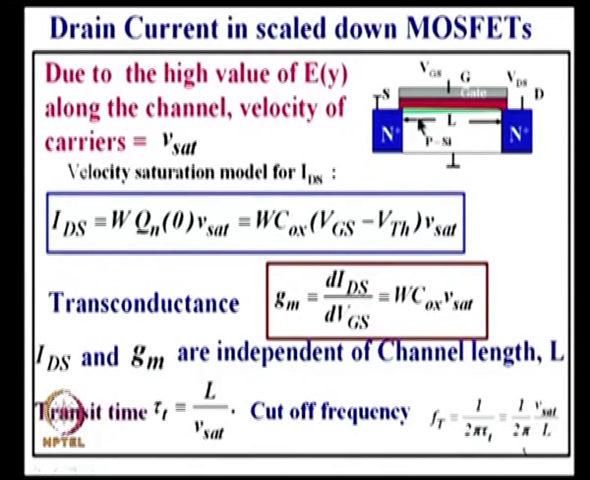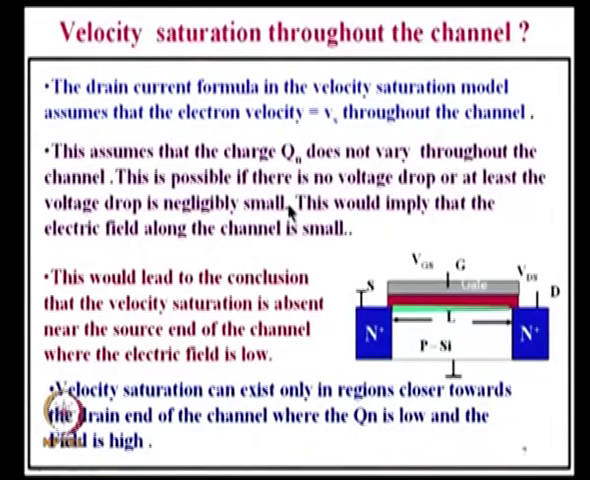So, what we are trying to point out is, at the source end, the velocity is less than the saturation velocity. So, I should calculate the current taking this same formula, but V is less than that velocity saturation. What is that velocity? We do not know right now, we will find out. Okay. So, whatever I mentioned, I have summed up and put it here. The drain current formula in the velocity saturation model assumes that the electron velocity is Vs throughout the channel.